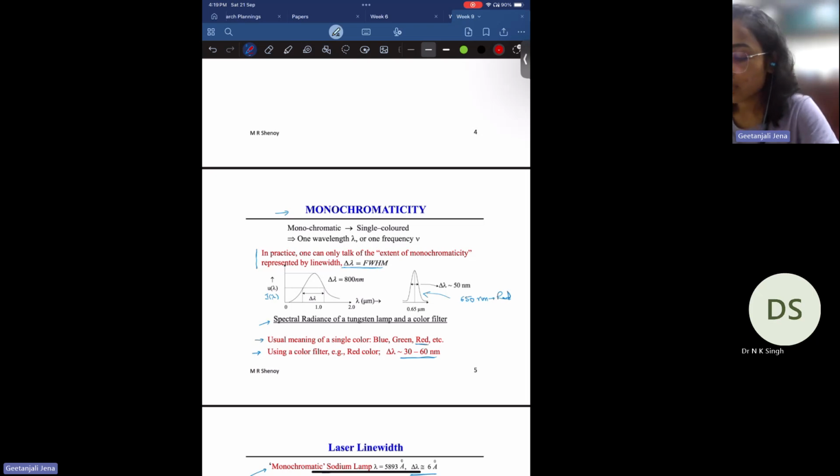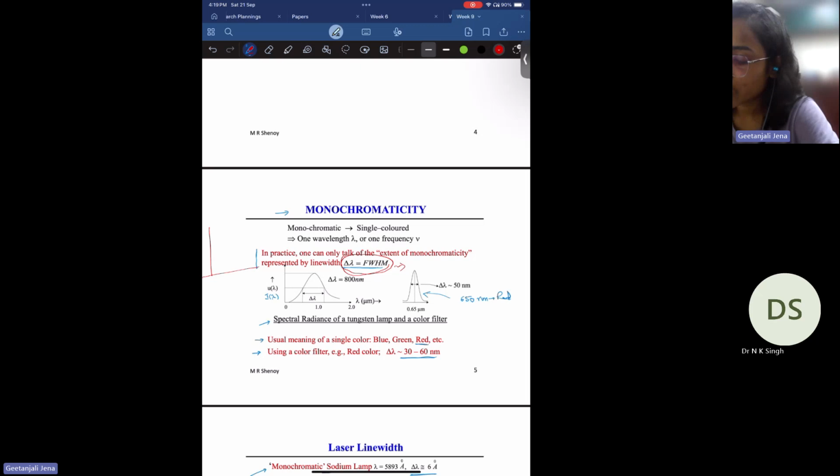But in a practical system, we don't have any source that emits at a single wavelength, single color, or single frequency. So to define the monochromaticity of a practical system, we define a parameter delta lambda. Delta lambda defines the extent of monochromaticity. By definition, it is the full width at half of the maximum.